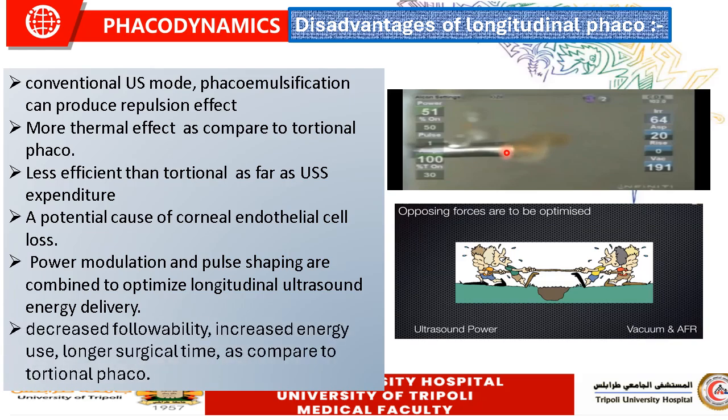The last thing is that because of the repulsion effect of the phaco needle, the followability will be reduced. Followability means the attraction of the lens fragment towards the phaco needle. Since the phaco needle creates a repulsion for the lens fragment, the followability and the time during which the lens fragment is in contact with the phaco needle will be reduced. So these are all the disadvantages of longitudinal phaco that make doctors and manufacturers of the big companies look for another alternative way of ultrasound delivery, by the use of the Ozil handpiece, or the transverse phaco, or also by the modulation of the ultrasound or power delivery.